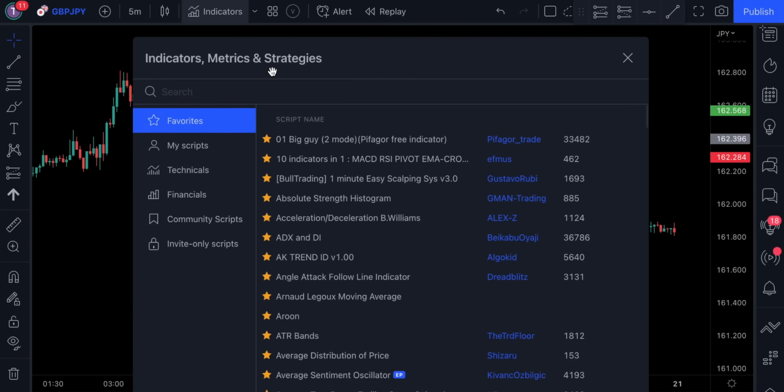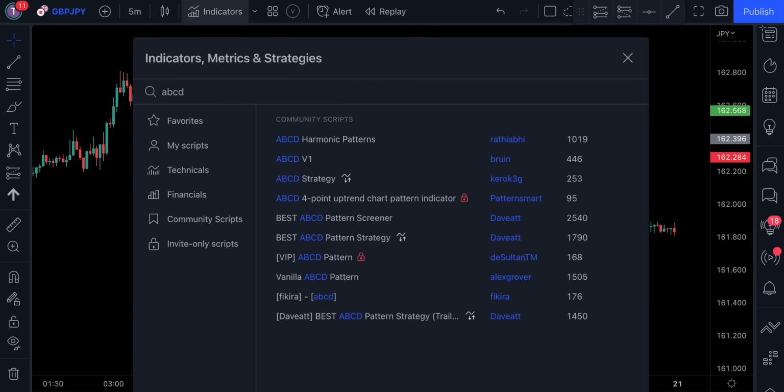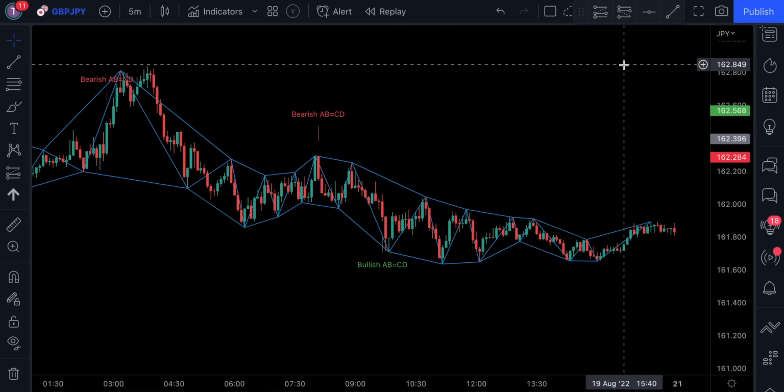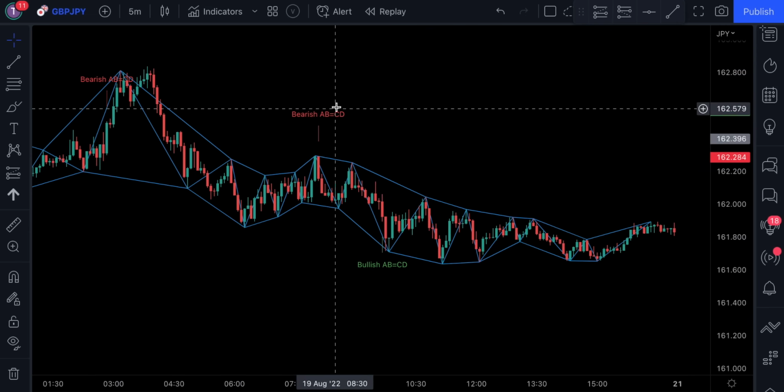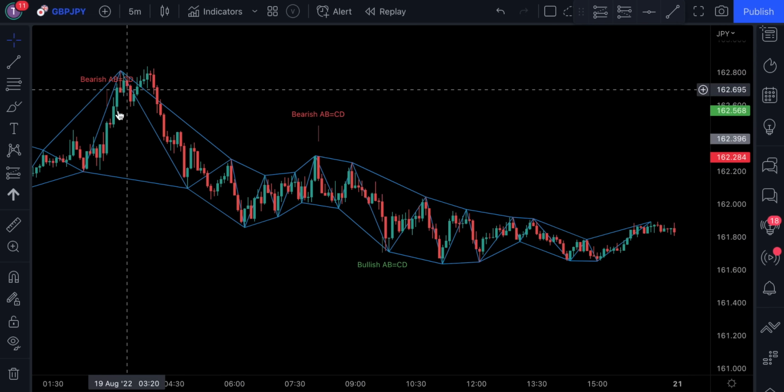Okay, we finally got to indicator number 1, and it's called ABCD Harmonic Patterns, by this creator right here. This indicator is designed to identify the bullish and bearish ABCD patterns. We can see that its signals are really accurate.